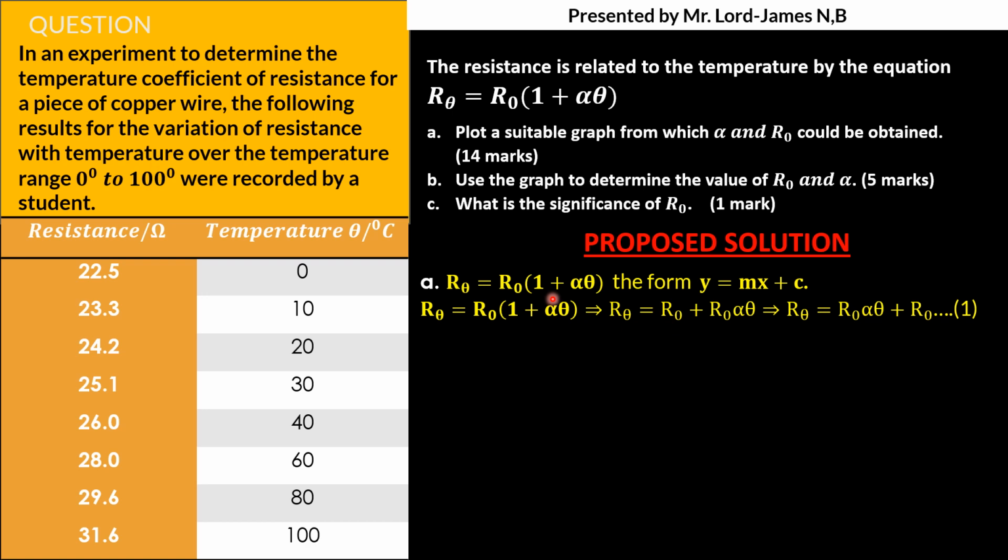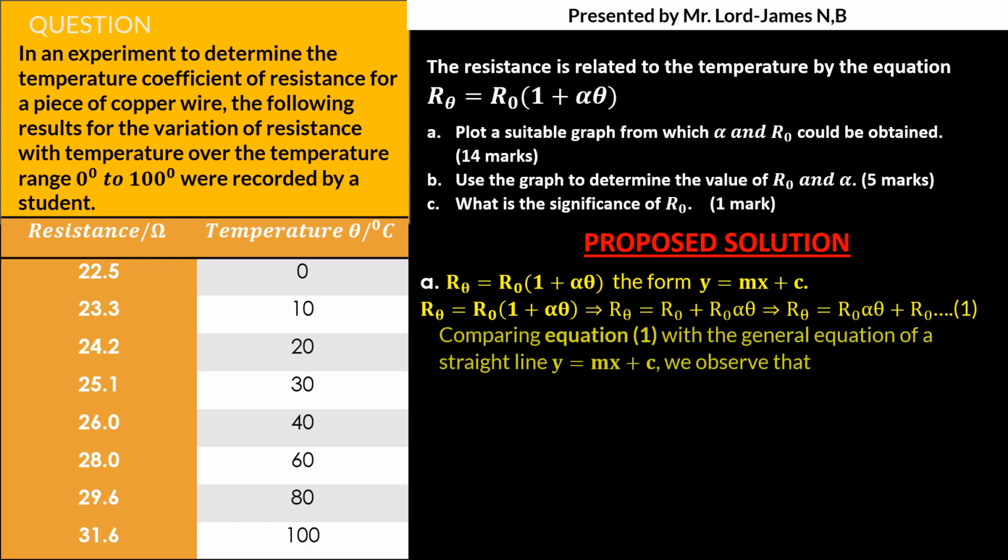R naught times 1 gives R naught, R naught times alpha gives R naught alpha theta, and rearranging we get R theta is equal to R naught alpha theta plus R naught. We clearly see from here that this is already arranged in the form y equals mx plus c. If we compare this equation 1 with the form y equals mx plus c, we observe that y is equal to R theta, x will be equal to theta, the gradient will be equal to R naught alpha, and R naught will be the intercept.